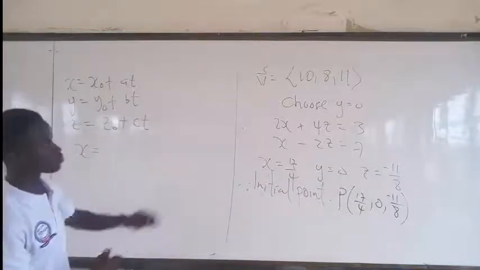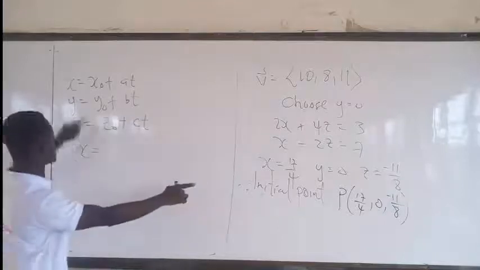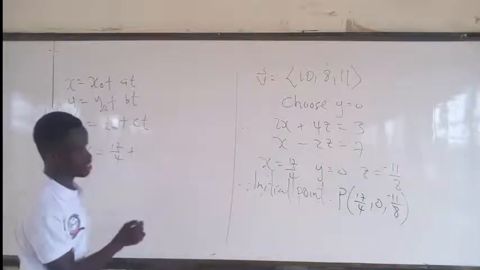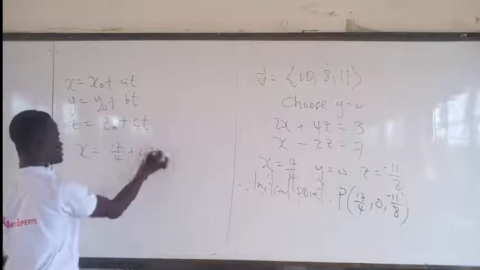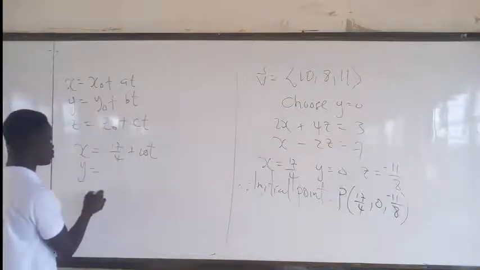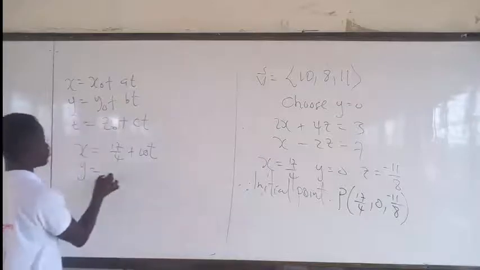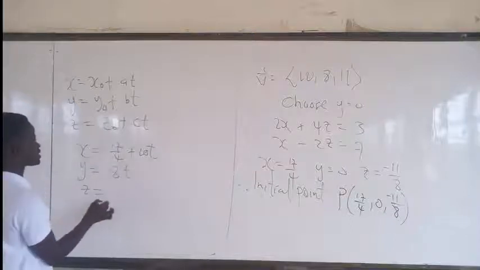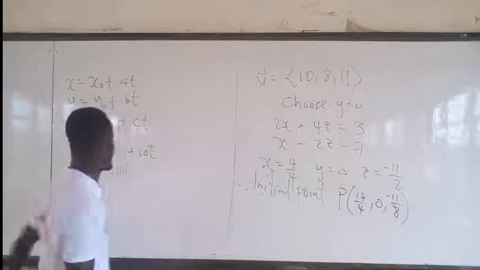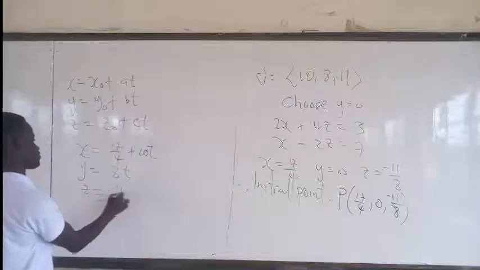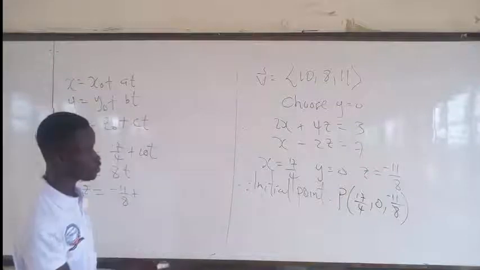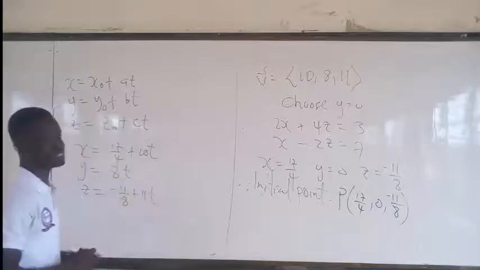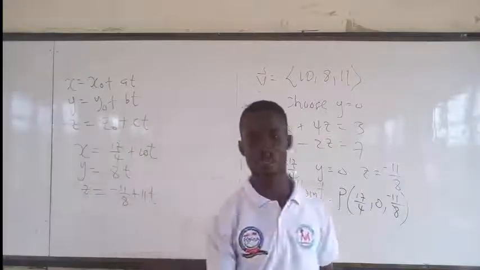So x is going to be equal to 17 over 4 plus the vector 10t. And y is going to be equal to, so that is 0, y is 0. So here is going to be equal to 8t. Then here z is going to be equal to negative 11 over 8 plus 11t. Alright, so this is the parametric form of the equation.